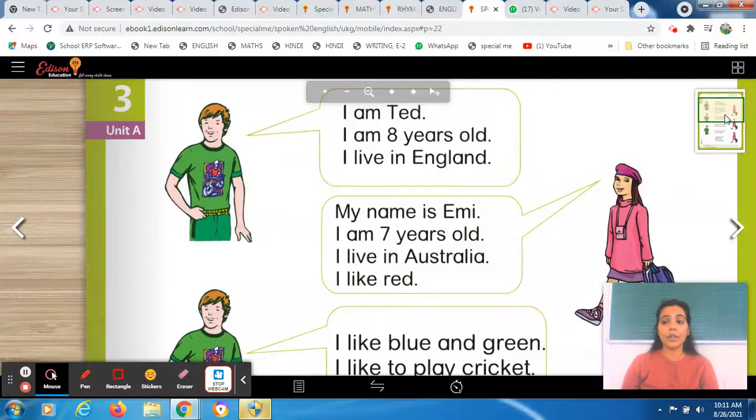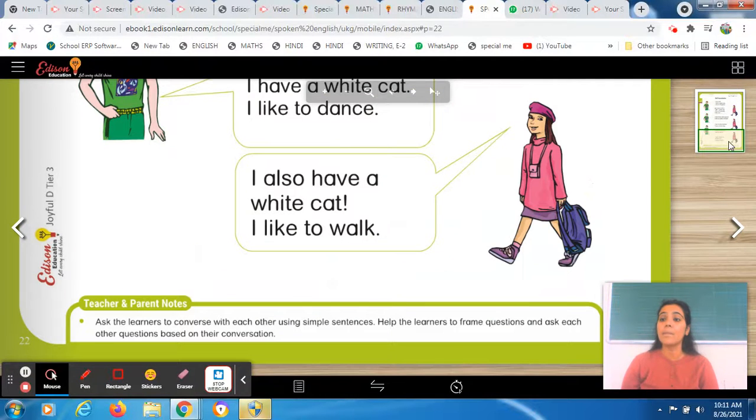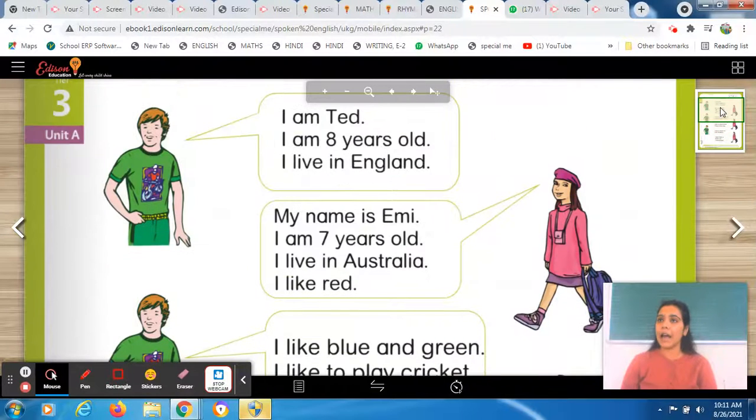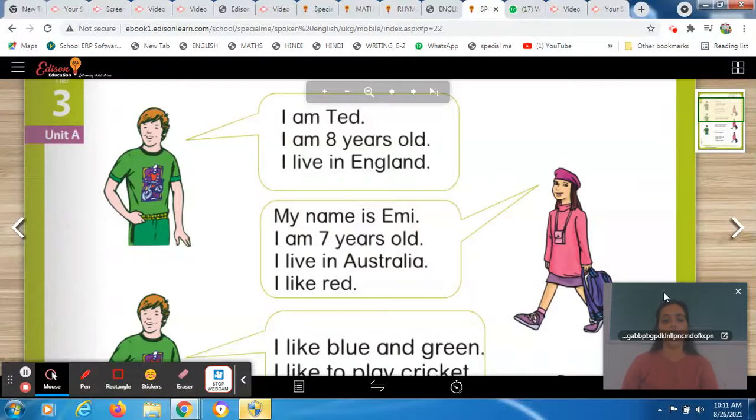So in return, both are conversing, just like you also converse with your friends, right? That I like to do this. My favorite sport is this. I like this subject. So in the same way, both are talking about themselves.